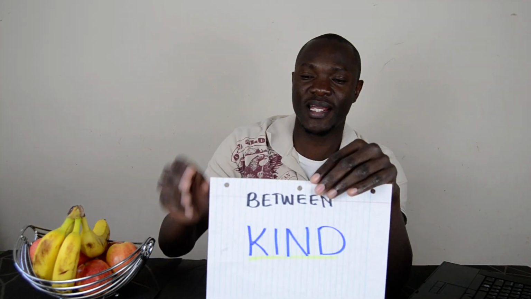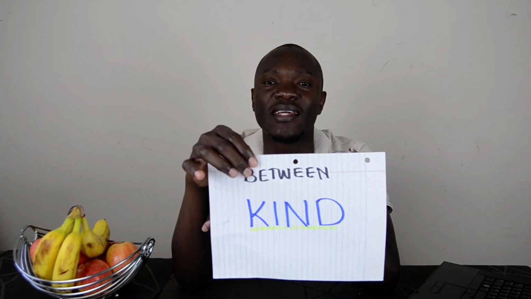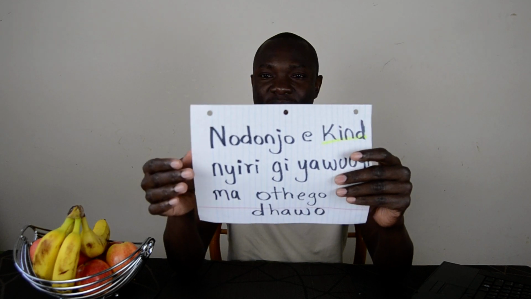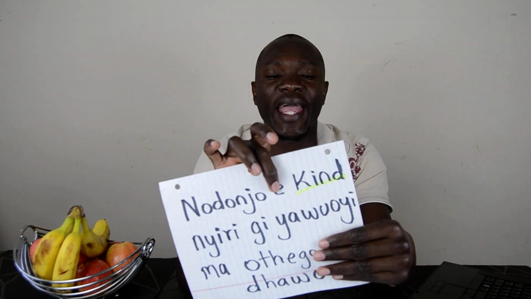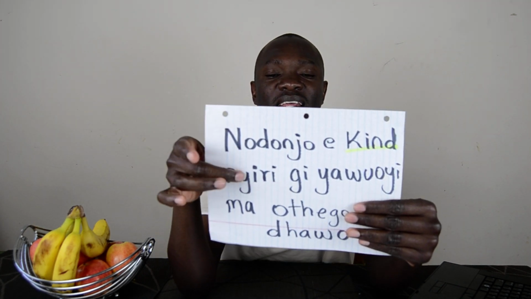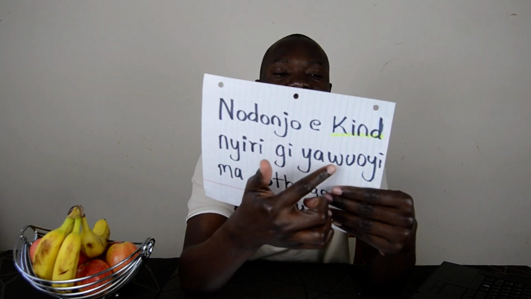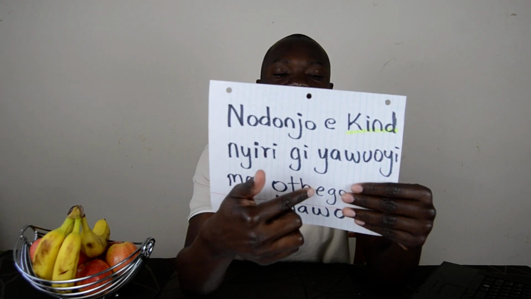Then the next one is between. And between is kind, not kind. An example in a sentence, I can't read. Nodonjo e kind nyiri gi yawuoyi ma othego dhao.